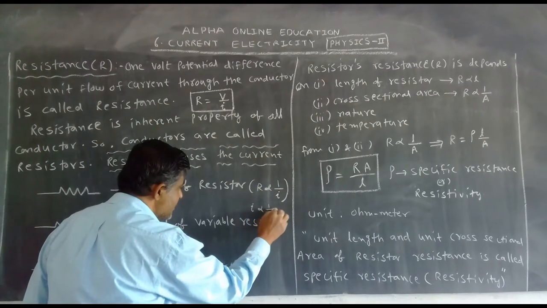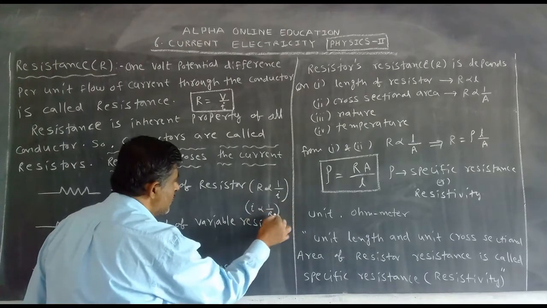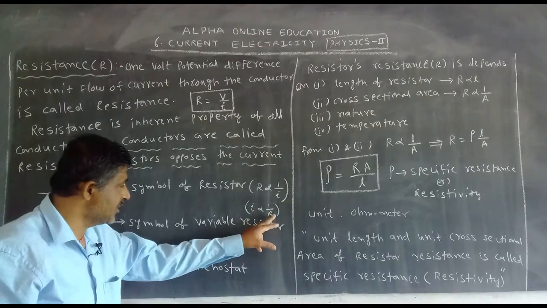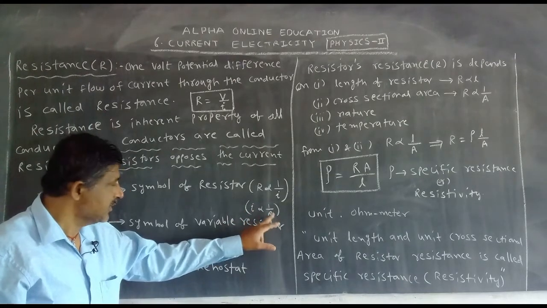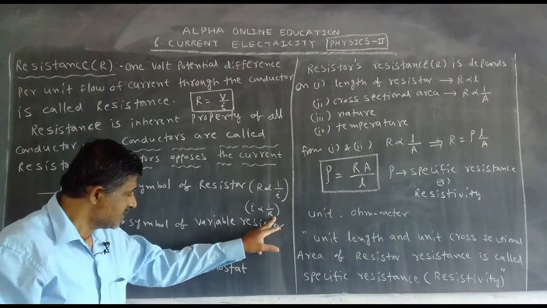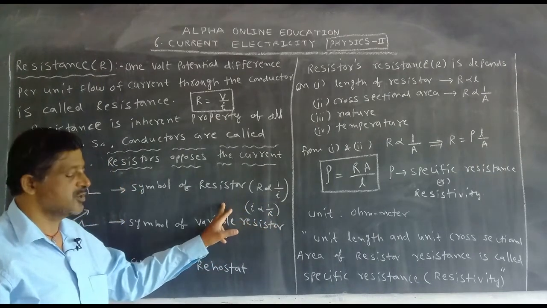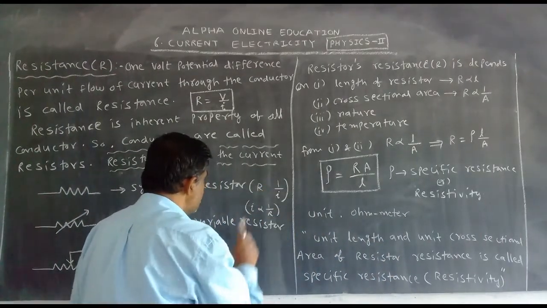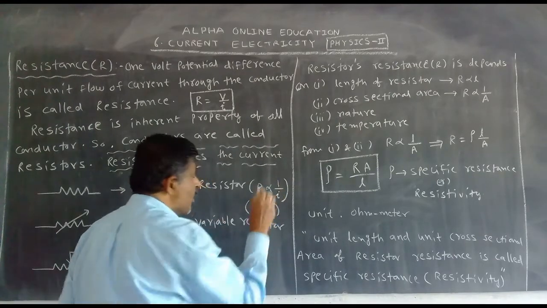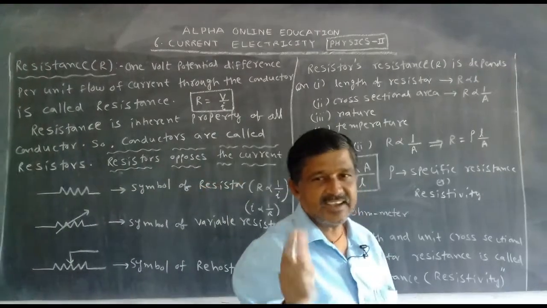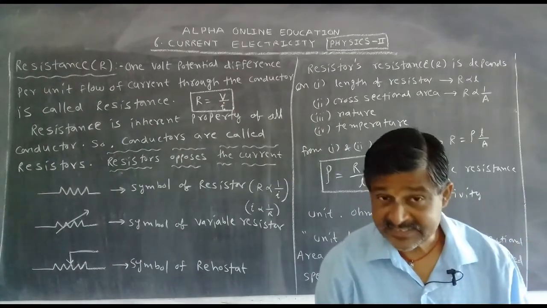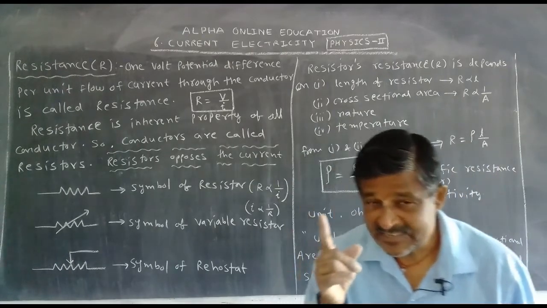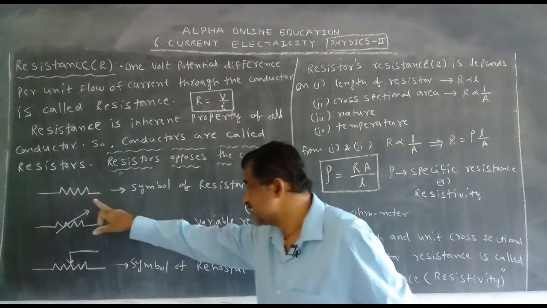We can write like this also. What is the relation between current and resistance? Inverse relation. Resistance is more, current is less. Resistance is less, current is more. That's why resistance is the inherent property of the object. Resistance is the property. Resistor is the device. Now the resistor symbol is this.